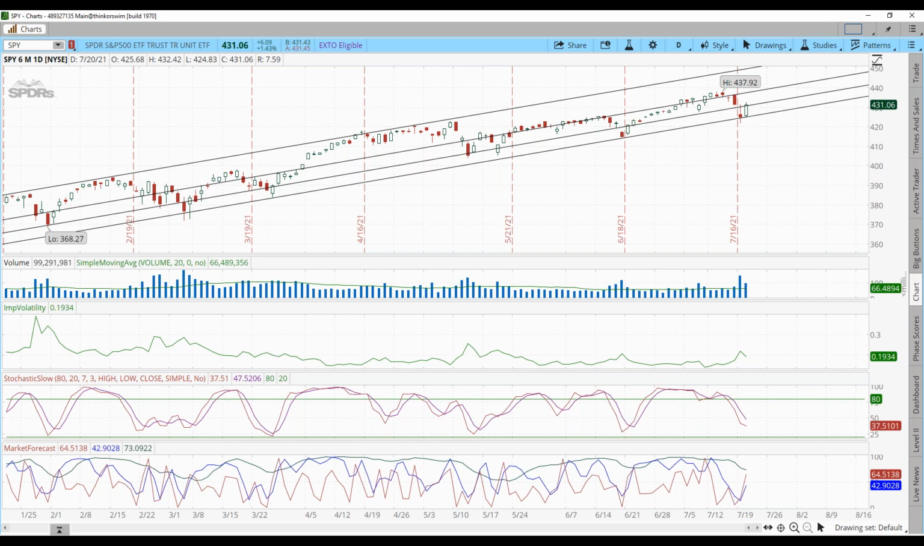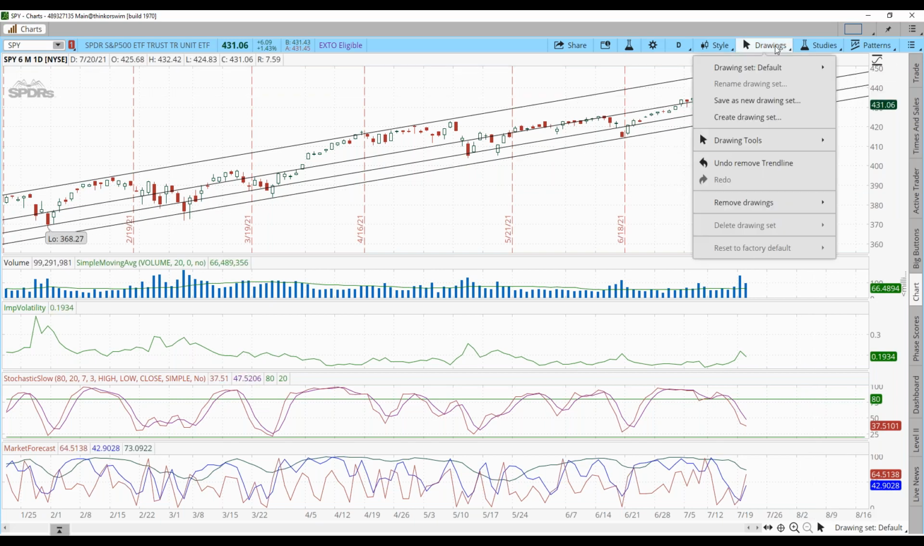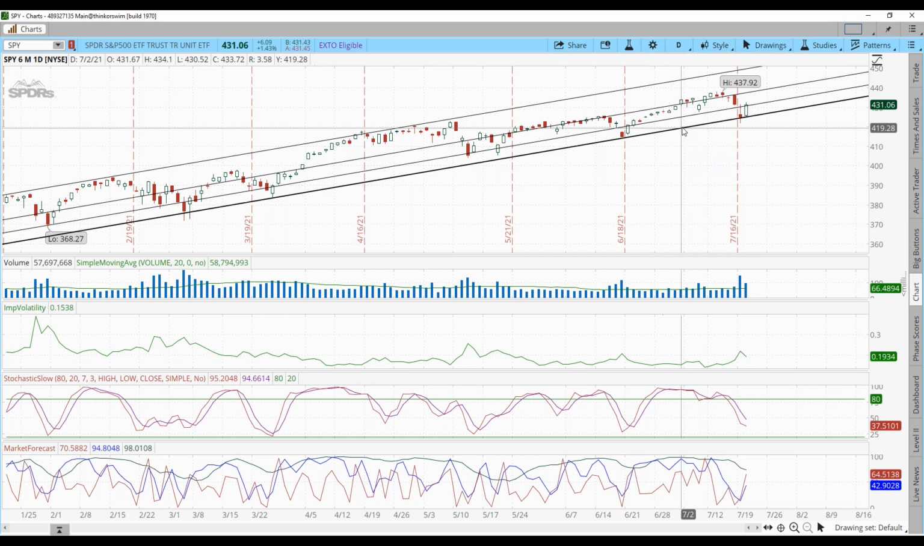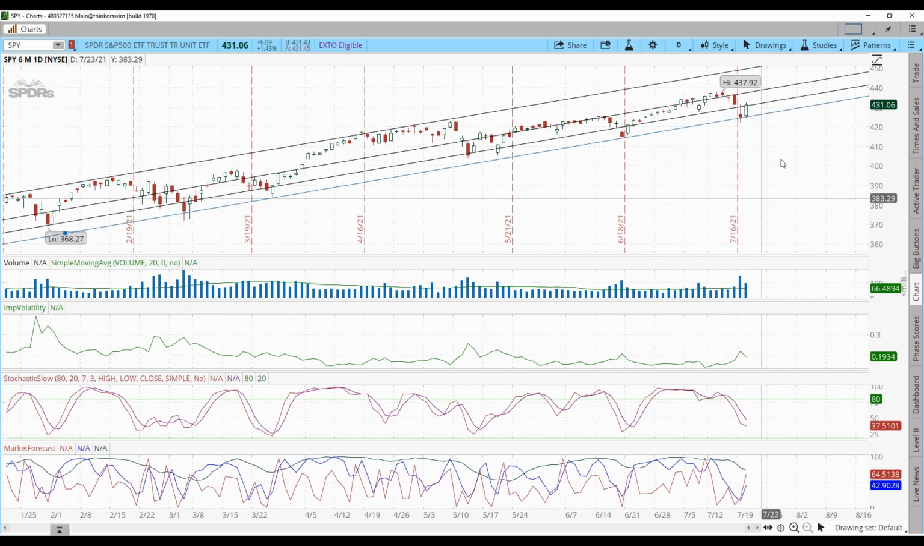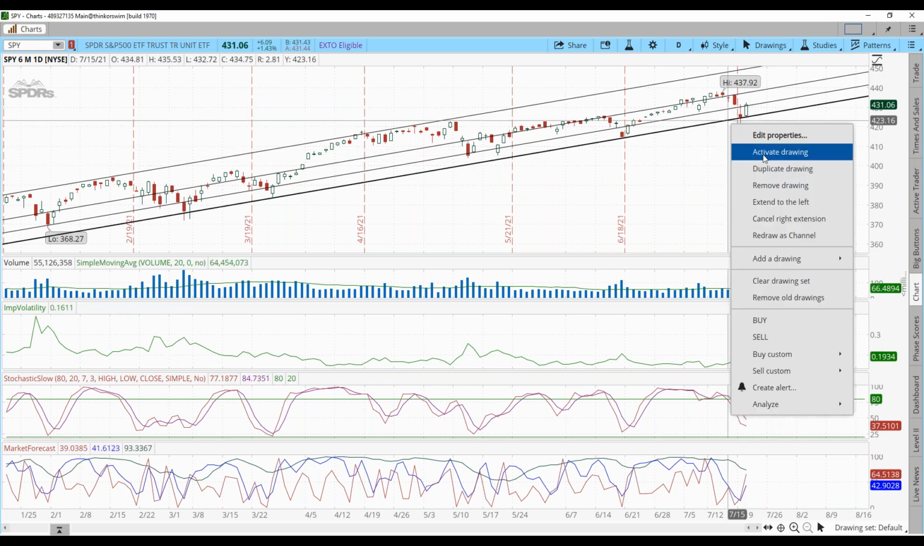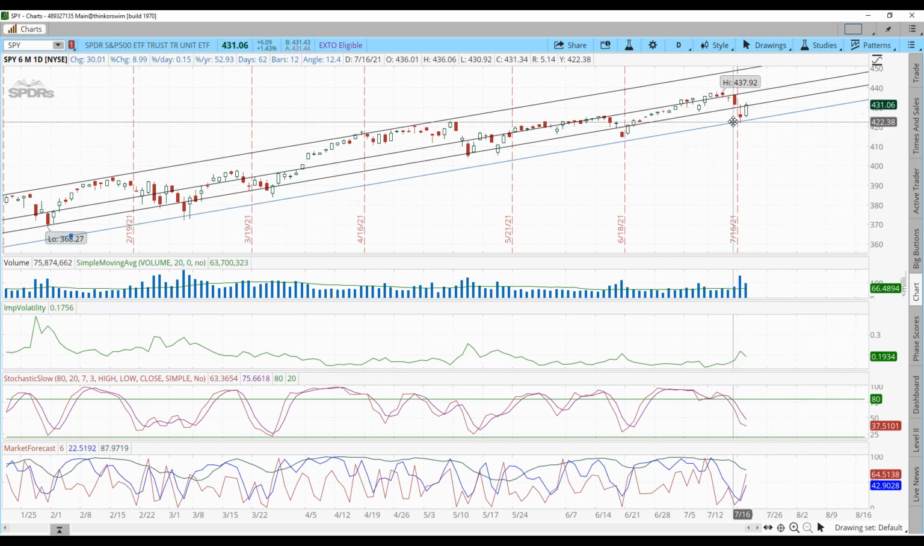Yeah, sorry, Devin. What I showed you was exactly what I did. That's how you get these lines. So if you notice, if I click activate drawing, it turns blue, right? And I can move that line around. So if I say activate, I can move this line up or down.